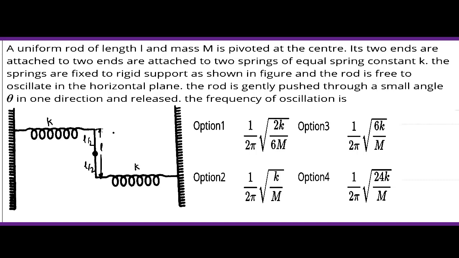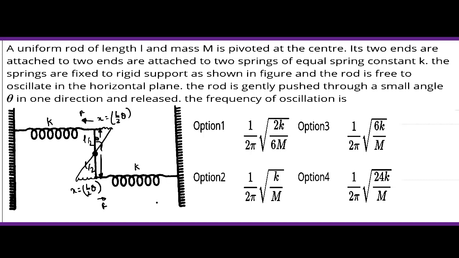So let us suppose that we have displaced the rod by an angle of theta. So the extension in the first spring will be equal to the extension in the second spring, and this extension will be equal to L/2 into theta. So the extension in both springs will be L/2 theta. The force acting on the first spring will be in this direction, let us suppose F, and similarly in the second spring it will be in this direction. Let us suppose the direction is to the right-hand side.